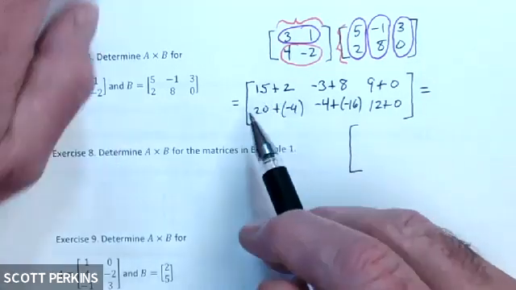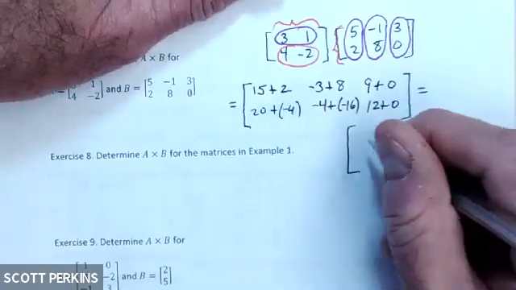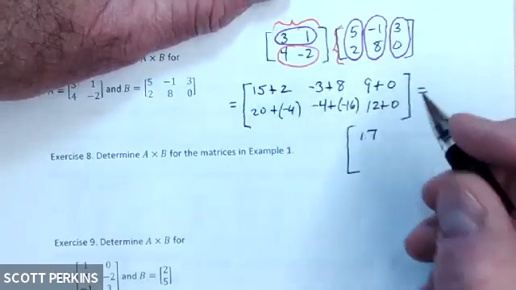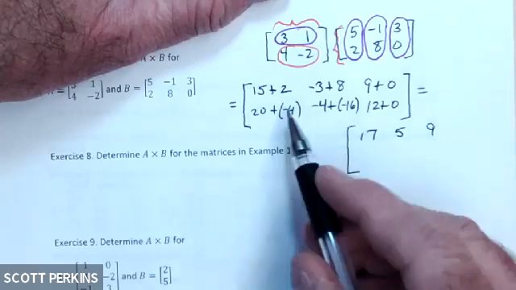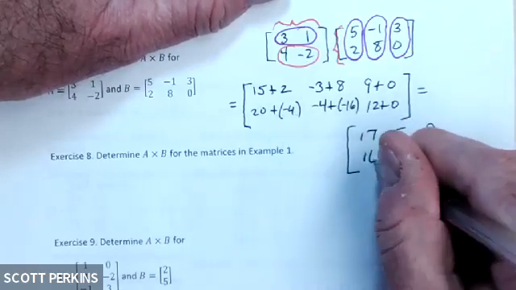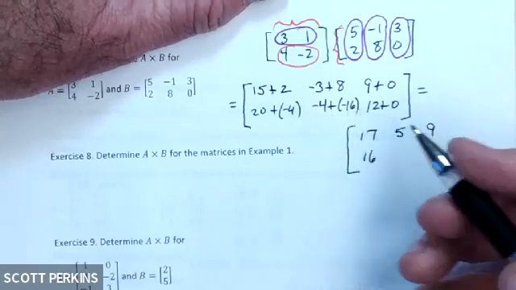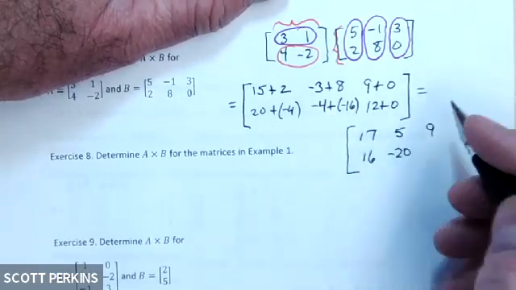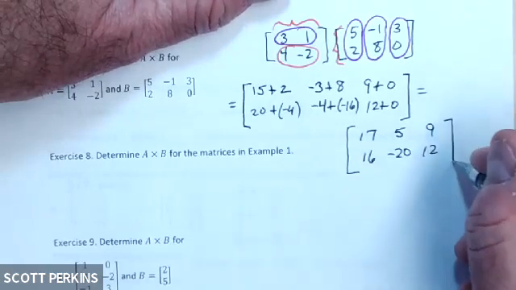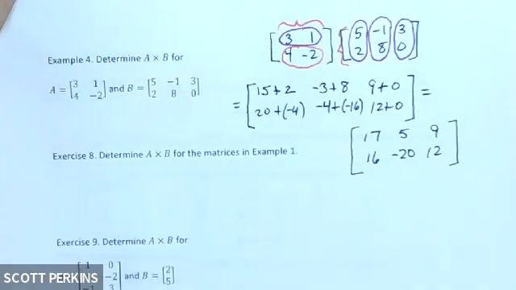So the first position now, 15 plus 2 is 17. -3 plus 8 is 5. 9 plus 0 is 9. 20 plus -4 is 16. -4 plus -16 is -20. And last but not least, 12 plus 0 is 12. And there's my result matrix.